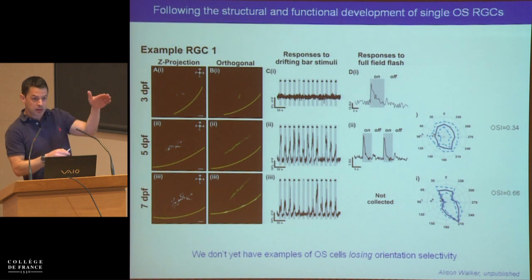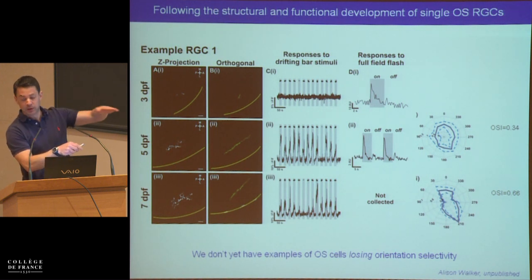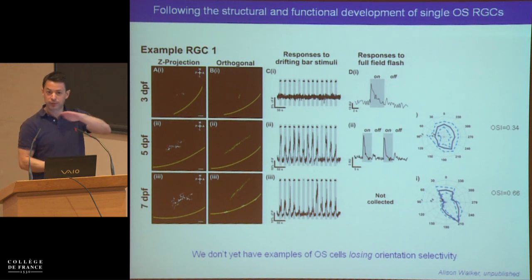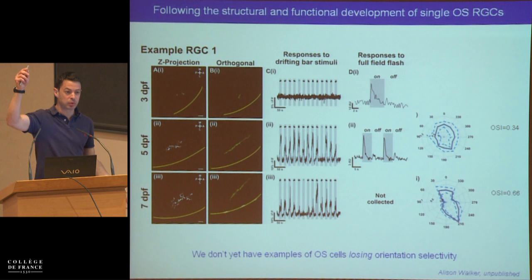But then if we rotate this and look in the plane of the layers, you can see that no matter what stage we look at, this axon stays perfectly planar. So it's never exploring multiple layers in the tectum.